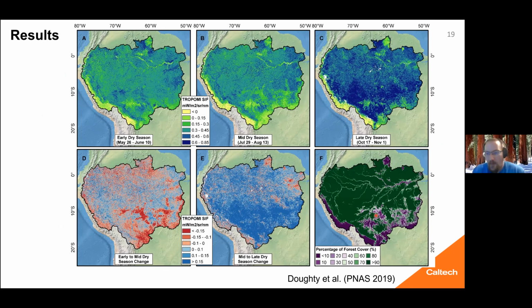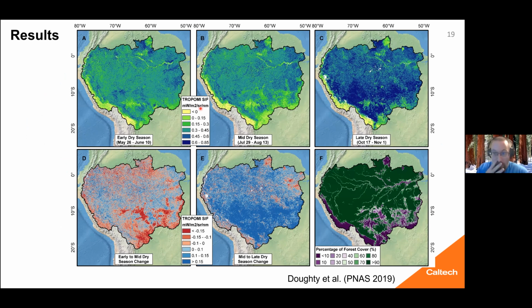So this is what we see. If you just look at the top panel, the top row, A, B, and C, I'm just showing SIF here. So we gridded SIF. We took a 16-day mean for SIF. TROPOMI has a 16-day repeat cycle. And so we took a mean for those 16 days.